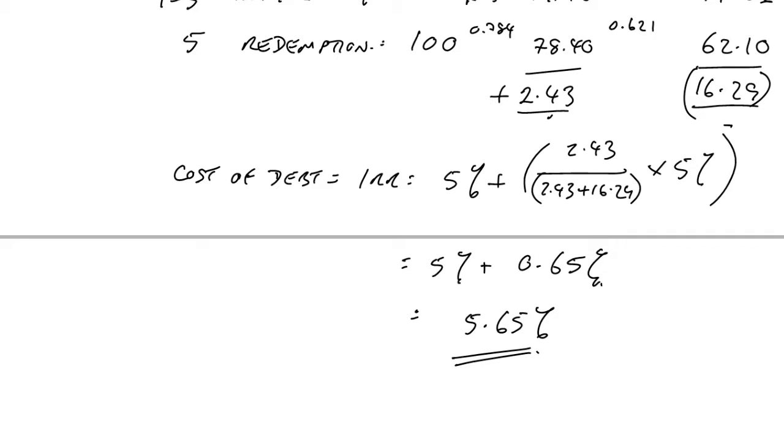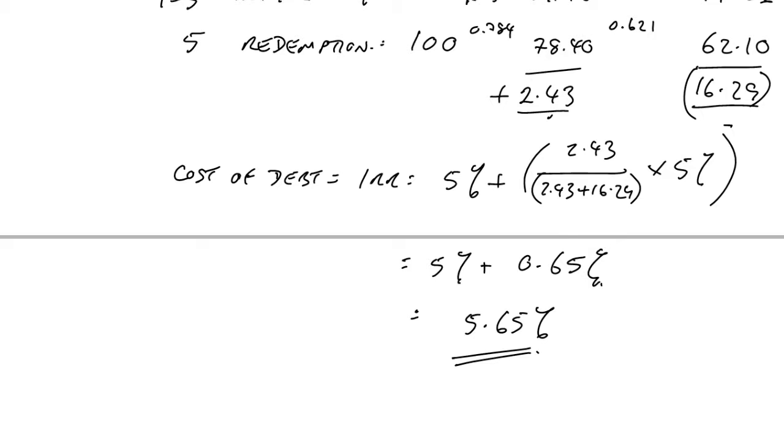Now remember, if you've used different guesses, you will end up with a slightly different answer, and that doesn't lose any marks at all. The internal rate of return is never precise anyway because it's not linear. So absolutely no problem. If you use different guesses and get massively different from 5.65%, then you've made a mistake, something's gone wrong.